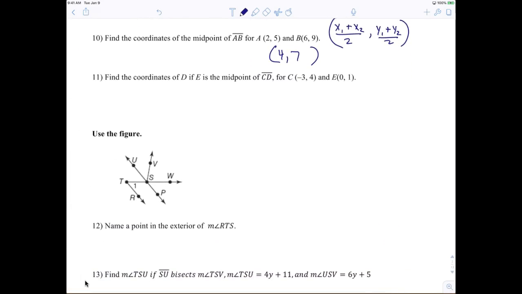Find the coordinate of D if E is the midpoint. Now I'm going to show you the easiest way to do these. No real math. I want you to draw the line. And E is the midpoint. If we have C and D, and C is -3, 4. E is 0, 1. And that's right in the middle. So everybody should be able to tell me that D is going to be what? Real quick, tell me. 3, -2.